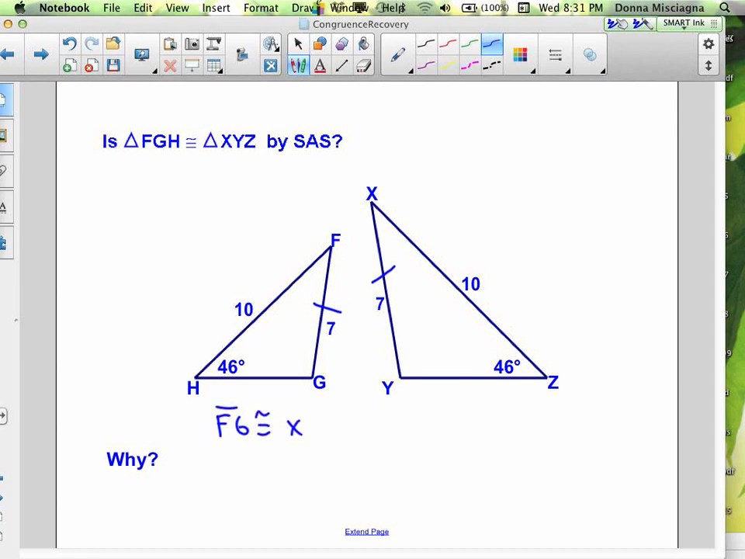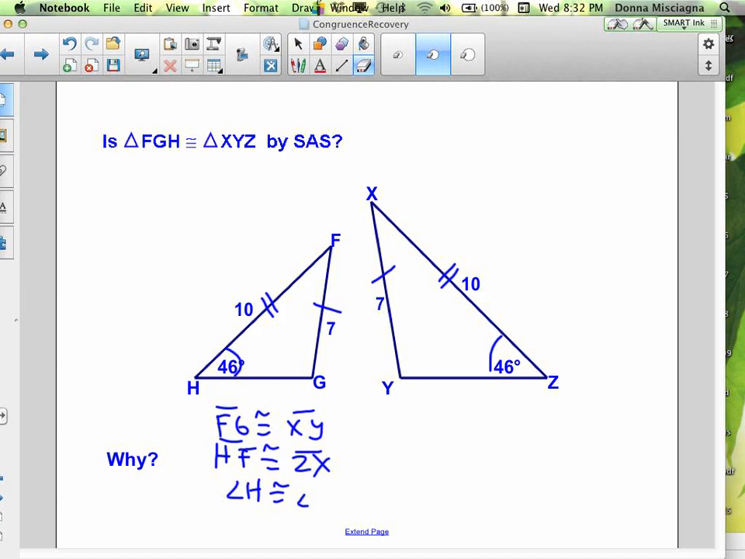I'm going to write it down actually. Right? And we're just doing this one informally. All right, so it won't be a full proof. So FG is congruent to XY, right? They're both 7. And here we got these 2. HF is congruent to ZX. Right? And then we have an angle measure. Angle H is congruent to angle Z. Oops, that's supposed to be a Z.